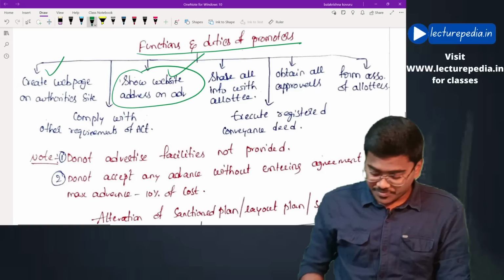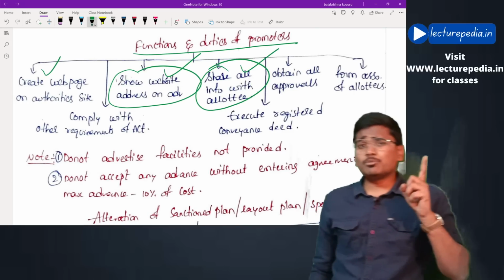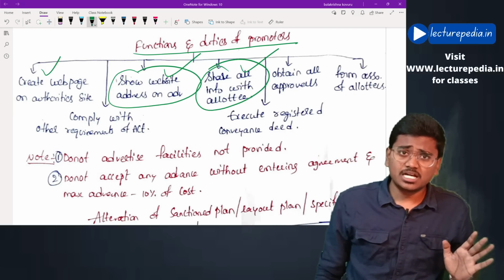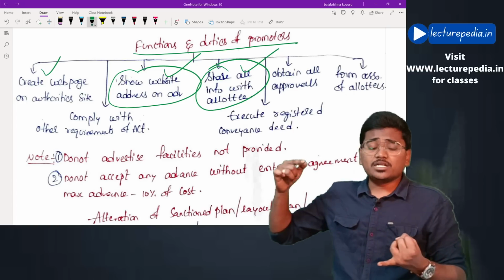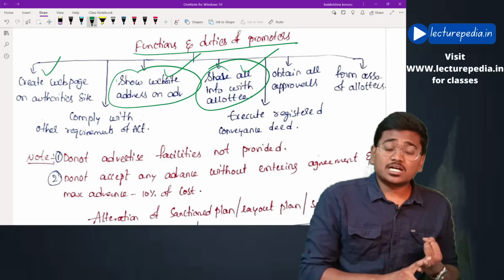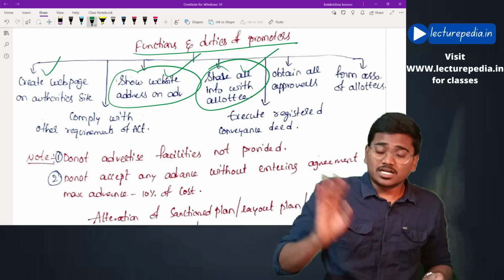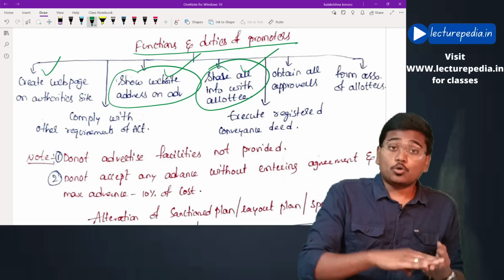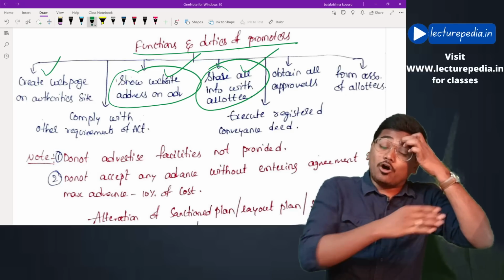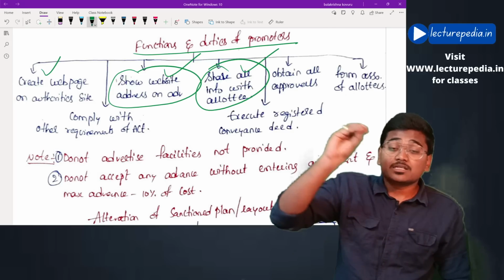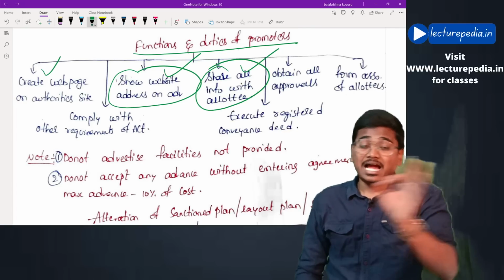Hope this is clear. Next, share all information with the allottee. The promoter should not hide any information from the allottee. What are the facilities that the promoter is going to provide to the allottee, and whether the promoter obtained all the required permissions with the relevant authorities or not, and what are the pending approvals that need to be obtained from the authorities. All these details must be provided to the allottee. There should be nothing that has to be hidden from the allottee.